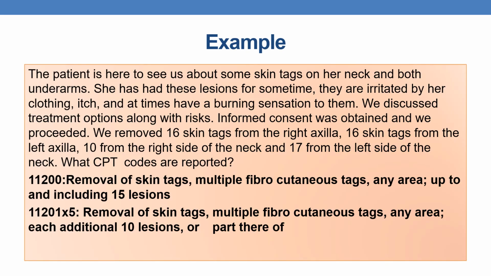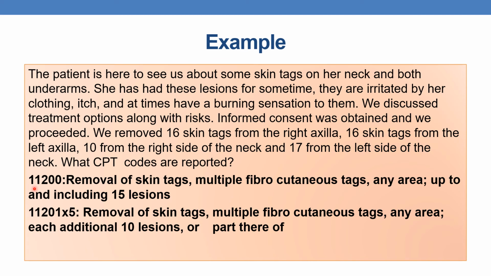Now let us discuss an example. The patient is here to see us about some skin tags on her neck and both underarms. She has had these lesions for some time and they are irritated by her clothing, itch and at times have a burning sensation. We discussed the treatment options along with risks. Informed consent was obtained and we proceeded. We removed 16 skin tags from the right axilla, 16 skin tags from the left axilla, 10 from the right side of the neck and 17 from the left side of the neck. What CPTs are to be reported?